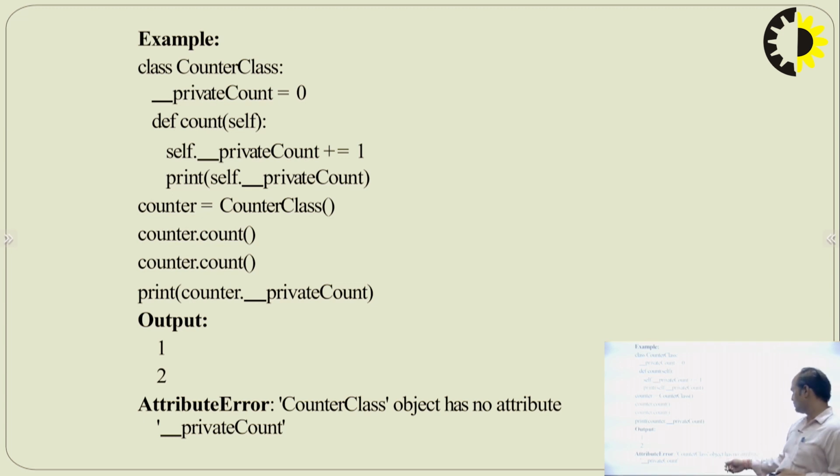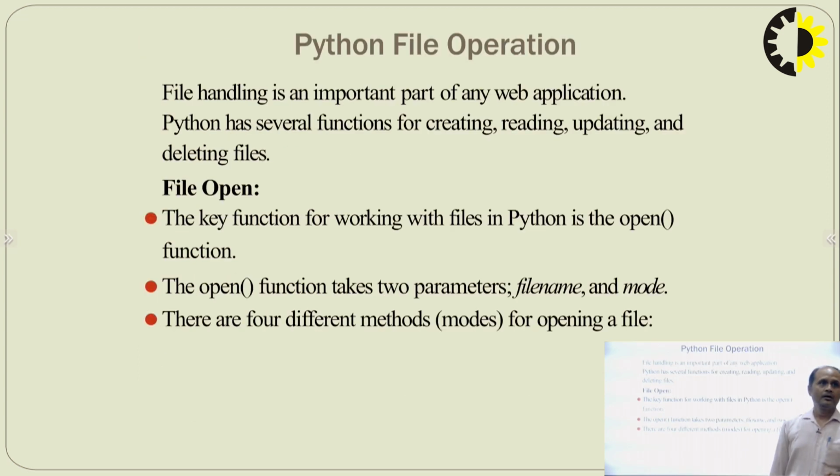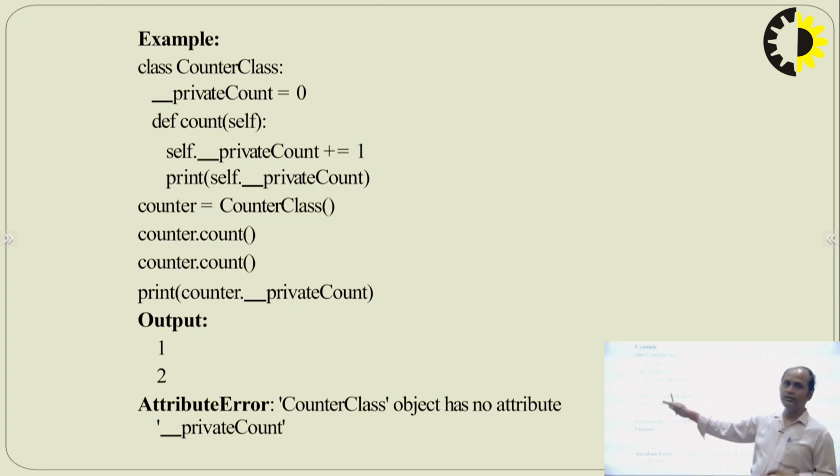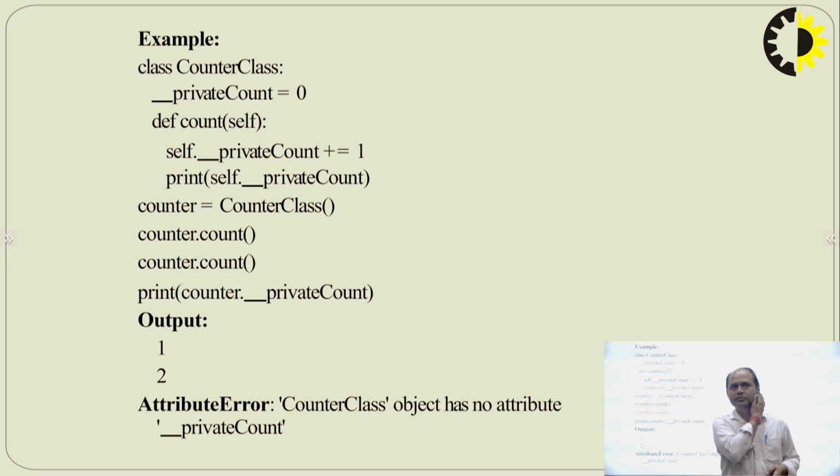So the Counter class object has no attribute private count. It is the concept of data hiding, when we hide the data from some common user or unauthorized user of that particular software. So it is all about the OOPS concepts: class, object, inheritance, encapsulation and polymorphism. We have already discussed and completed the OOPS concept. Now there are some file handling concepts, and in this particular class we will discuss file handling.